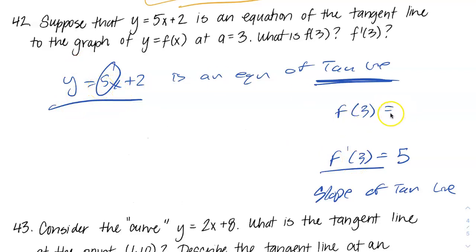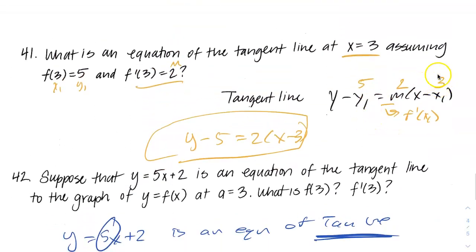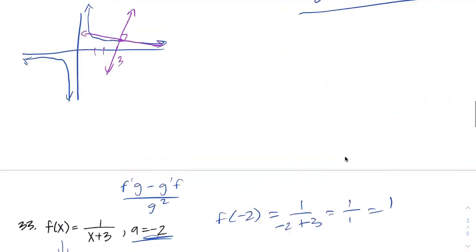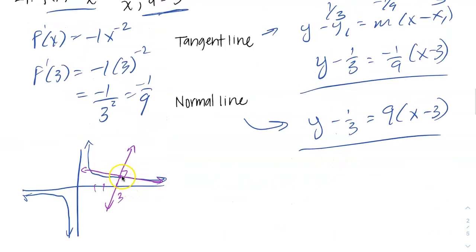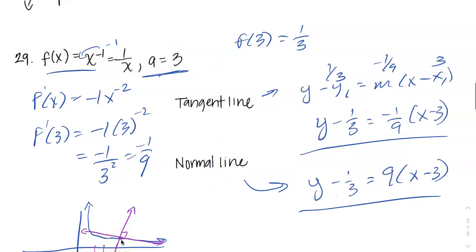Okay, how about f of 3? Well, here's the thing. Maybe we didn't notice up here, but the whole idea of these graphs is that they cross at one point. So when you plug in 3 into the tan line equation, or into the normal line, you're going to get the same y.